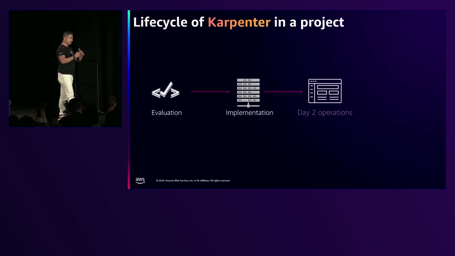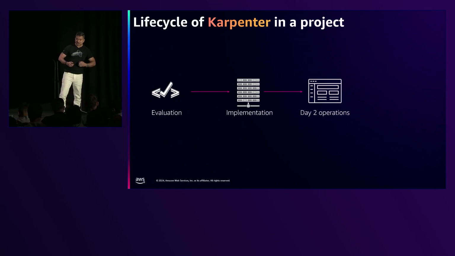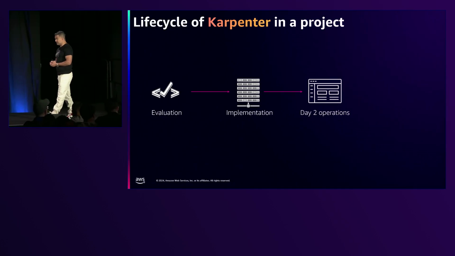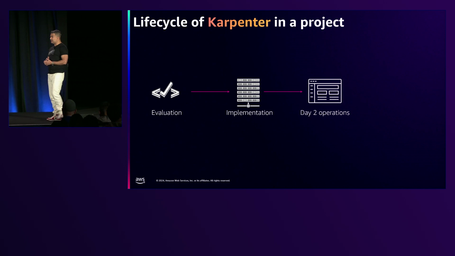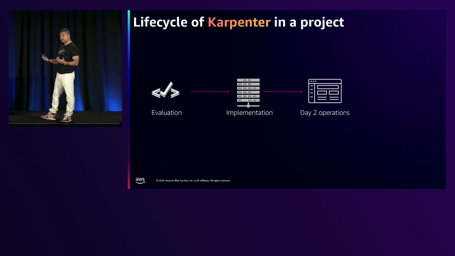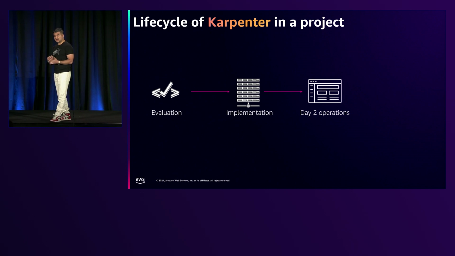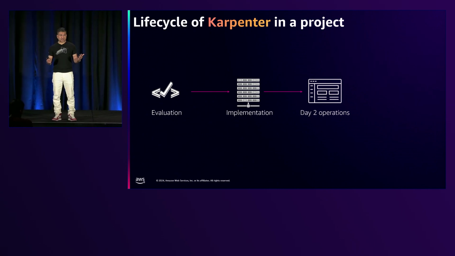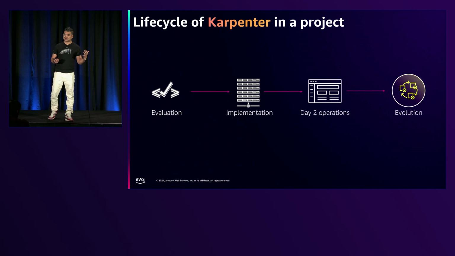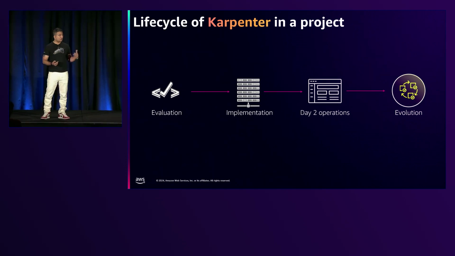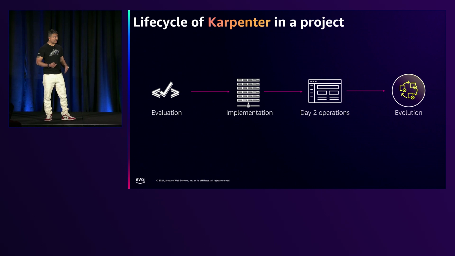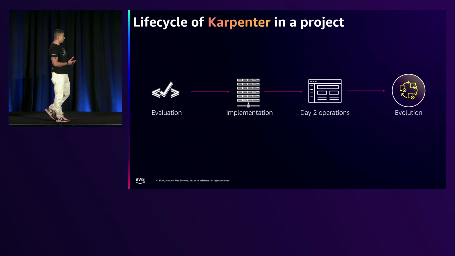OK, so at this point you are like, OK, Raj, Karpenter is great. How do we get started with this? So we see the journey in our customers like this. First, you evaluate the features of Karpenter. Then you implement it. Then you do day 2 operations. And maybe finally, there is some evolution. And throughout this talk, we are going to follow the same process. All right, so let's start with the evaluation phase.